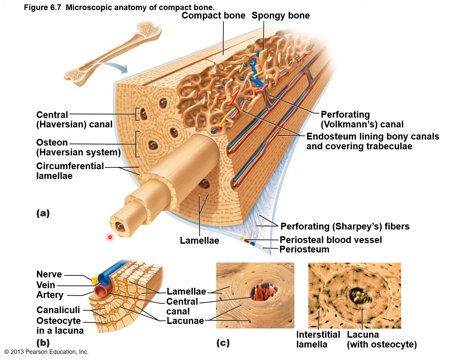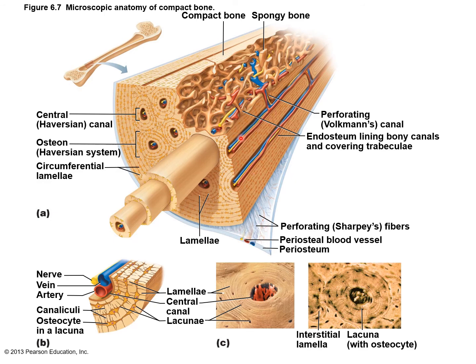And you can kind of actually see here it is, the central canal. It's actually in the center of those osteons that you are seeing right here. And so basically those central canals are passageways for blood vessels and nerves to pass through the bone.